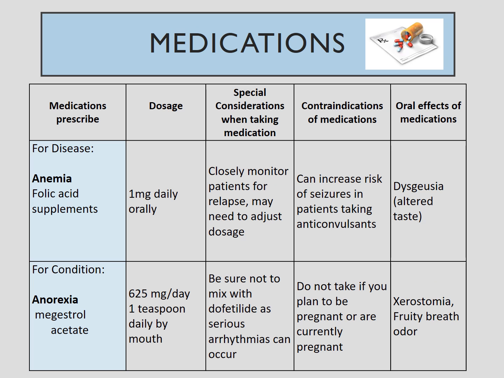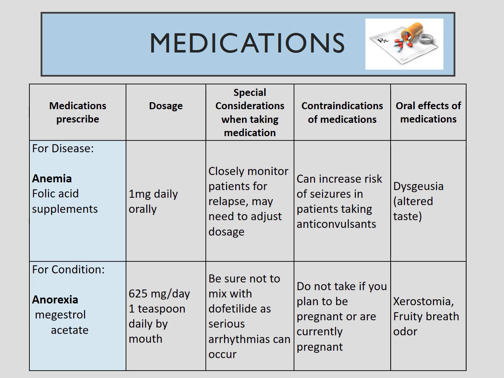Brenda has anemia, and for this condition, she is taking folic acid supplements, 1 milligram daily by mouth. Some special considerations when taking this medication are to closely monitor the patient for relapse because the dosage may need to be adjusted. Contraindications of this medication: it can increase the risk of seizures in patients taking anticonvulsants, and some oral side effects are dysphagia or altered taste.